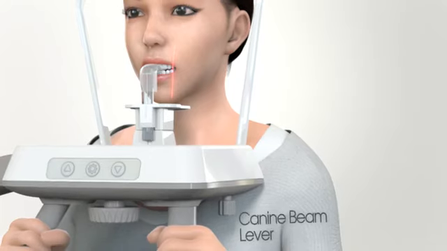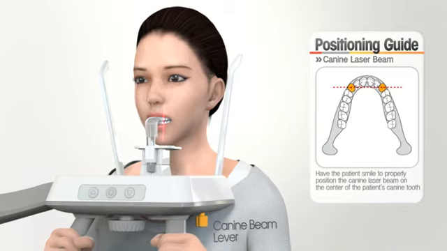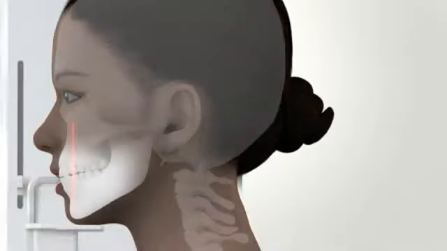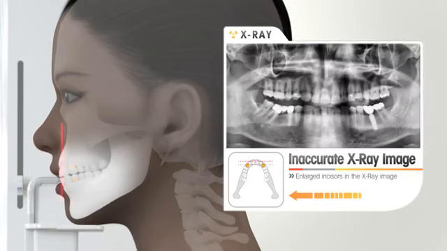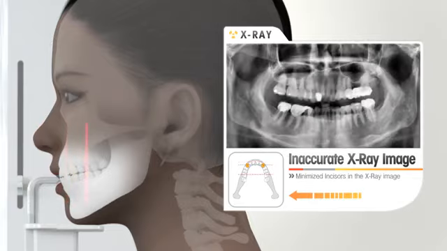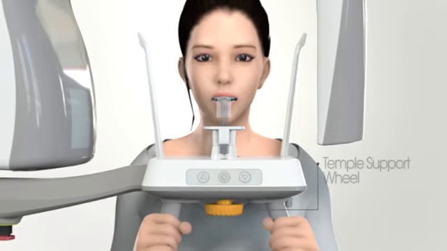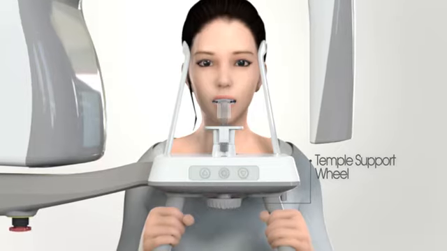Match the canine laser beam at the center of the patient's canine teeth, adjusting the canine beam lever. If the location of canine beam is off the patient's canine position, incisor image can be incorrectly magnified, which means reduced or enlarged incisor images are achieved by incorrect capture layer. When everything is ready, rotate the temple support wheel to tighten the temple support to stabilize the patient.